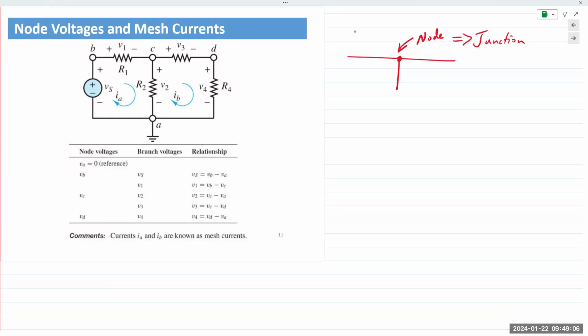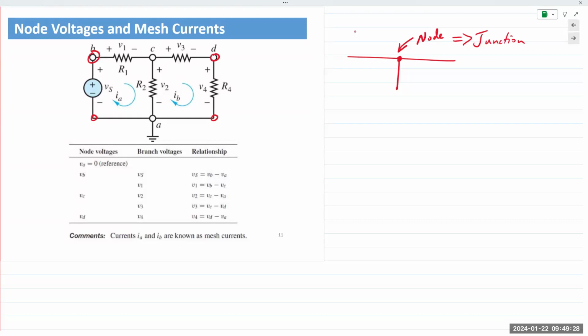It might not be very evident from a circuit schematic, but these corners are nodes. This is also a node. This is also a node. Okay, anytime two connections come together or two wires come together, it is a node.